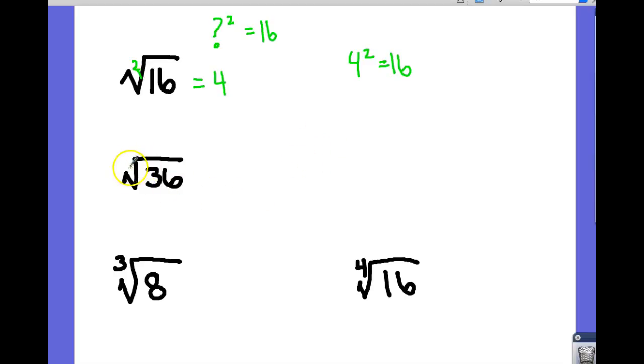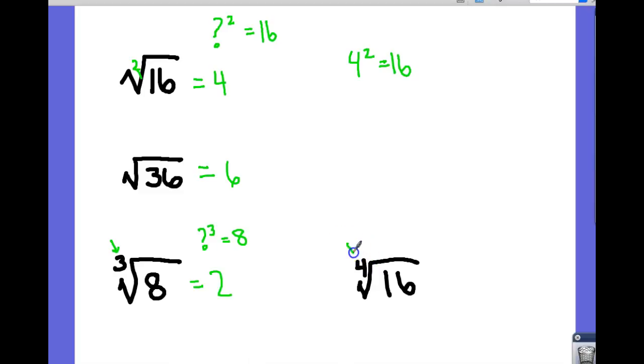So same thing here. If there's no index, we can assume that's a 2. This is the square root. It's asking me what number squared is 36. That would be 6 because 6 times 6 is 36. So we see the index is different here. This is asking us for the third root of 8. That's asking us what number cubed is 8. And that would be 2 because 2 times 2 times 2 is 8.